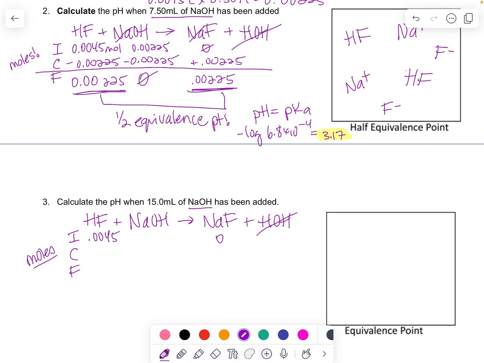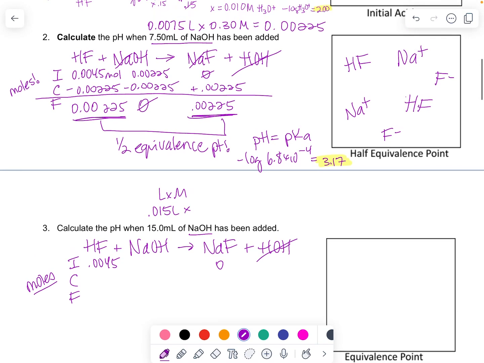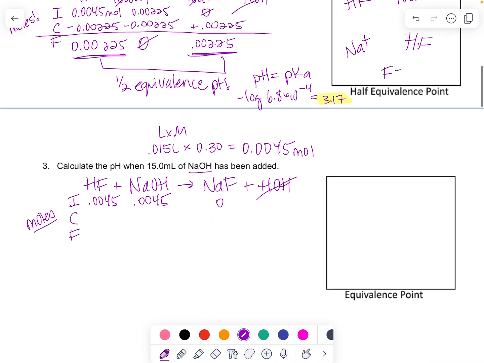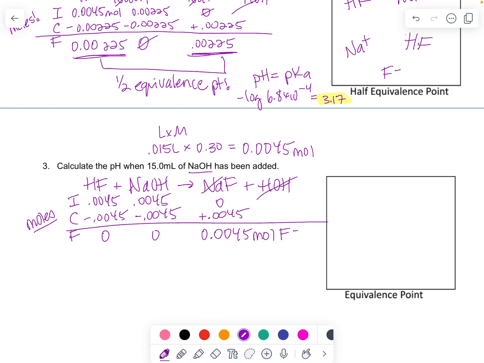So my NaOH now, I'm going to do liters times molarity again, but now I'm using a different amount of liters, 0.015 liters times the molarity of my base was 0.30, and I get 0.0045 moles. Notice they're equal, the acid and the base. That means I'm at equivalence. That means I have neutralized all of my acid. So I have no acid, I have no base, but I do have 0.0045 moles of basically the F minus, because the Na that's here we don't see in our final formula.